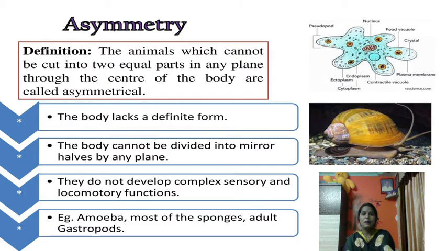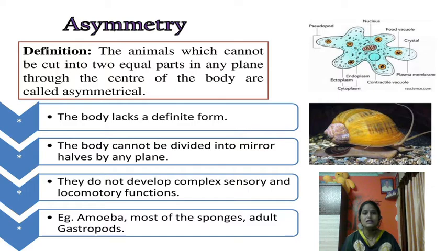Now let's learn about symmetry. But before learning about symmetry, we should understand what is asymmetry. Asymmetry is in animals which cannot be cut into two equal parts in any plane through the center of the body. These animals are called asymmetrical organisms. In asymmetrical organisms, the body lacks a definite form. The body cannot be divided into mirror halves by any plane. They do not develop complex sensory and locomotory functions.